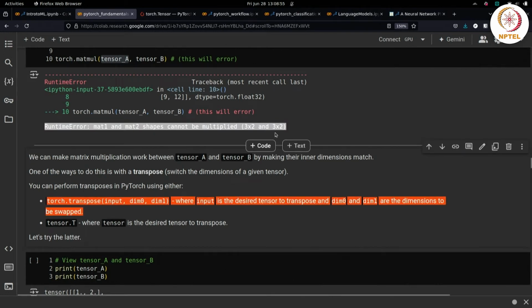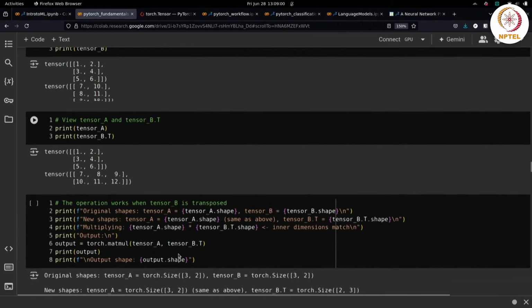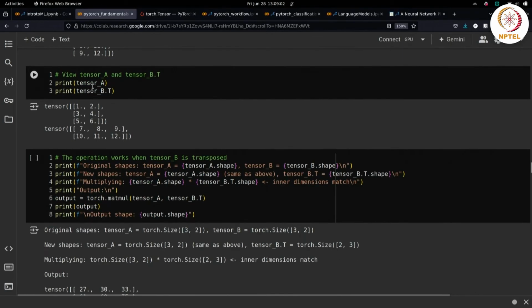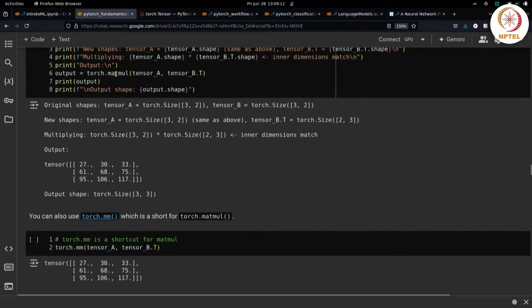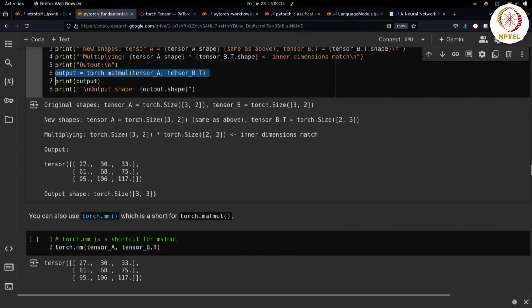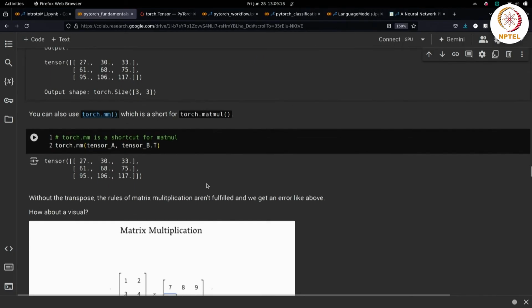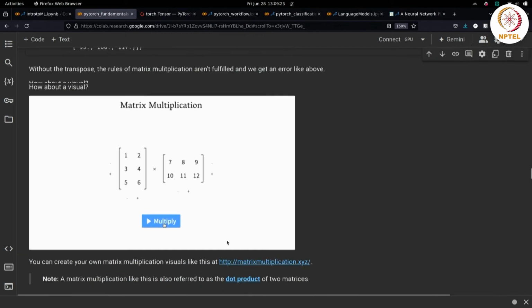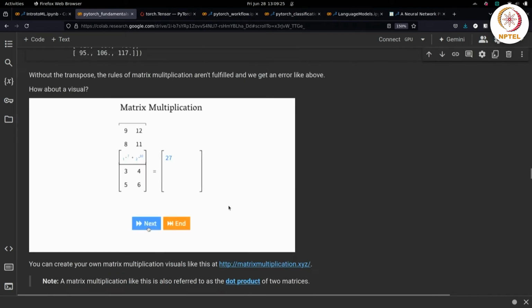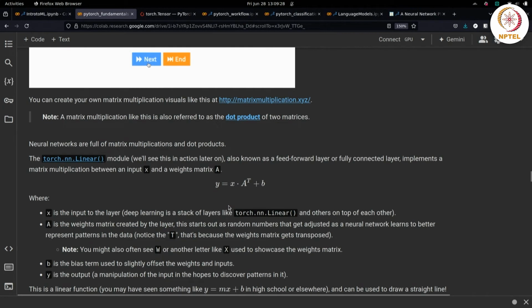Right. So that's where you can use a transpose. So transpose of, let's say, 3 by 2 would give you a 2 by 3 matrix, and you can use that to multiply two matrices, right? So tensor A here is 3 by 2 and tensor B transpose here is 2 by 3, and you can use that to do a matmul, right? So this will not give you an error because you're doing a transpose and then multiplying. Again, another way to do that would be mm, which is the same as matrix multiplication. So this visualization will give you how matrix multiplication happens if you are interested in it.